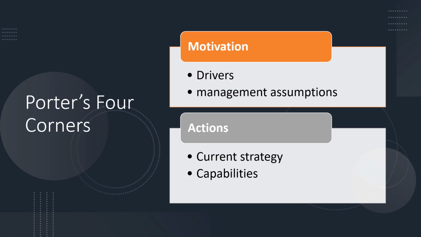All right, let's break down the four corners model in a fun and easy to understand way. So imagine you're playing a game against your biggest competitor. To win the game, you need to understand their motivations and actions. In the four corners model, 4 factors help you understand your competitor: motivation drivers, motivation management assumptions, actions strategy, and actions capabilities. First, you need to figure out what drives your competitor.